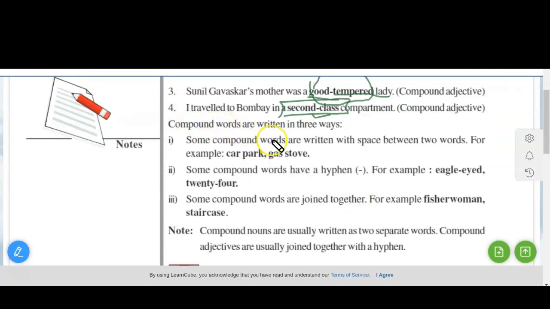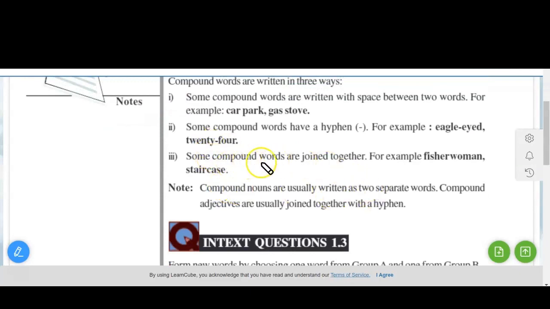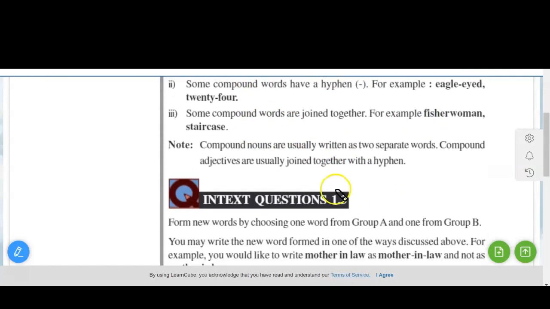Compound adjective. Compound words are written in three ways. Some compound words are written with space between two words, like car park, gas stove. Okay, so two words are combined. Some compound words have a hyphen, like eagle-eyed, 24. You have to use a hyphen in between them. Next one is compound words are joined together, like fisherwoman. Both are different words, but then comes together and makes a meaningful word. So this is fisherwoman. Okay. So three ways are there to form compound words. Can be noun or an adjective.